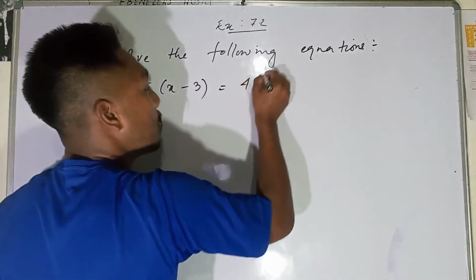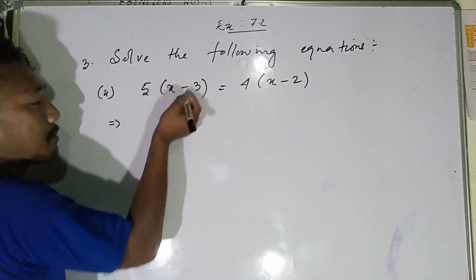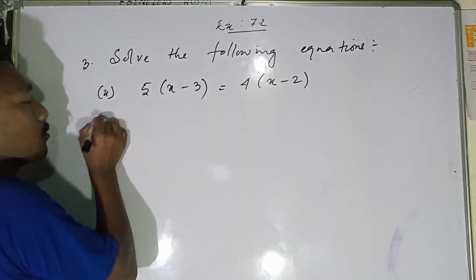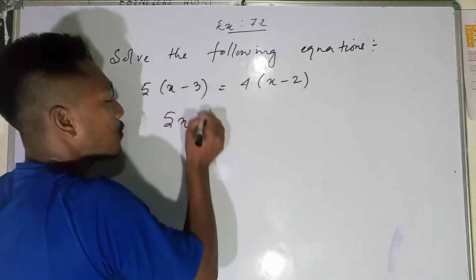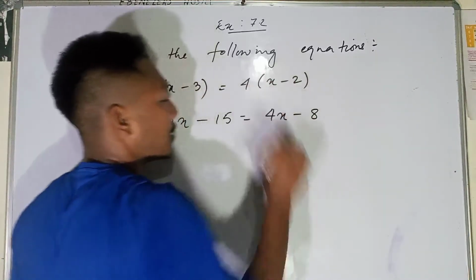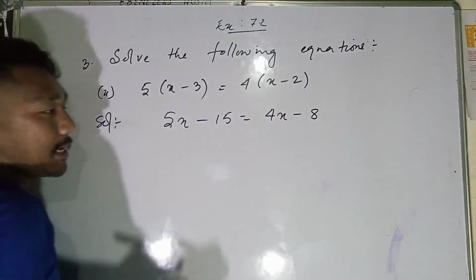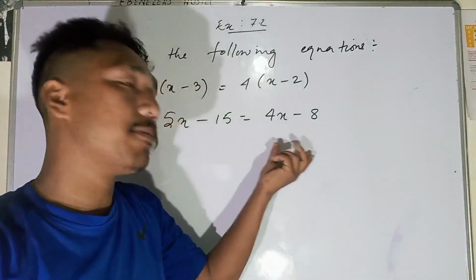equal to 4 (x minus 2). So first of all, open up the bracket, then we'll do all the movements. So 5 into x becomes 5x, 5 into 3 becomes minus 15, 4 into x becomes 4x, 4 into 2 becomes minus 8. So what I'll do is keep the numerical numbers on one side, and the numbers with the variable on one side.